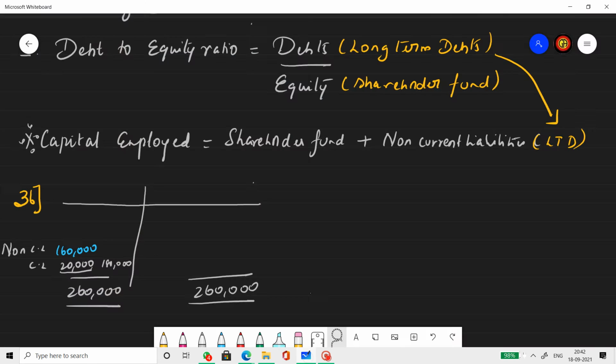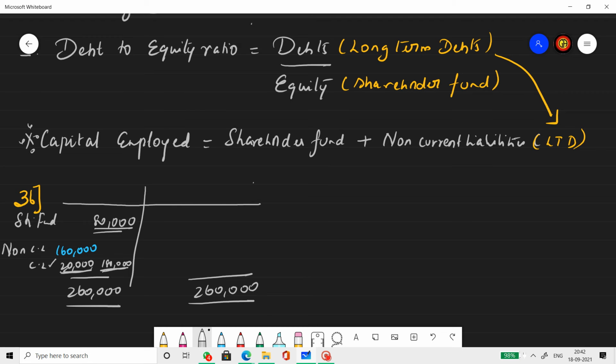Now, using this, total debt is 1,80,000. In that, current liability is given as 20,000. Therefore, non-current liability will be the balancing figure, 1,80,000 minus 20,000, 1,60,000. If we know the total of the asset, we also know the total of liability plus capital. So this side total will also be 2,60,000. Now 2,60,000 minus 1,80,000, shareholders fund will be 80,000.